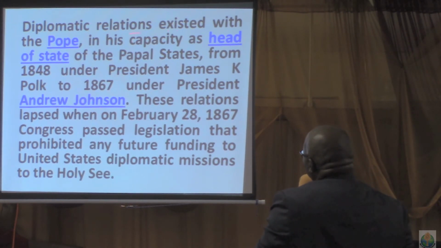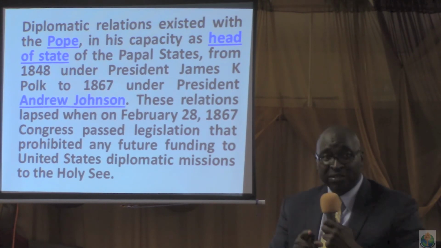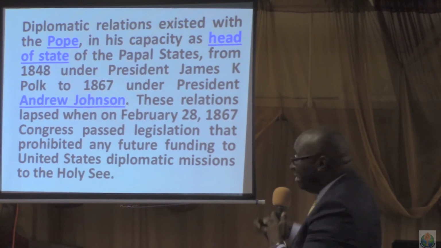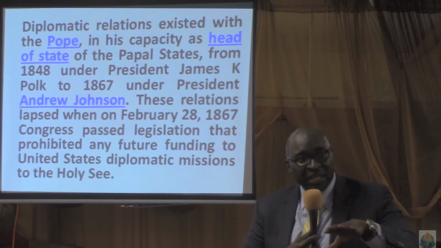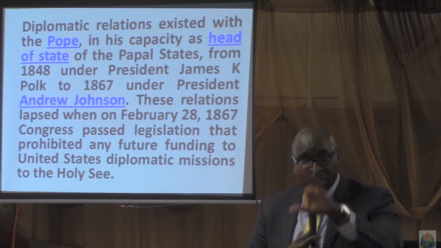Diplomatic relations existed with the Pope in its capacity as head of state of the Papal States from 1848 under President James Polk until 1867 under President Andrew Johnson. These relationships lapsed on February 28, 1867. Congress passed legislation that prohibited any future funding to the United States diplomatic missions to the Holy See. Listen, friends. From 1867, the United States of America did not have any diplomatic relationship with the papacy. Are we clear on that? Yes.